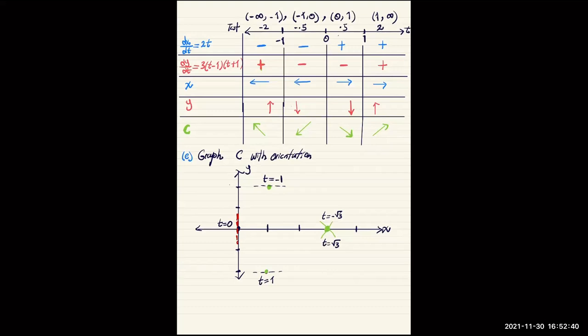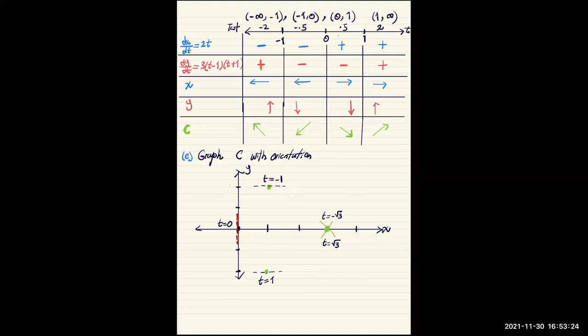All right, so from -∞ to -1, these are t values. Orientation is that way. Actually, let me switch these two. No, it's okay. I was going to switch these t values. So what happens is that as t increases from -infinity to -1, the curve has to go through that point, and it has to go this way.